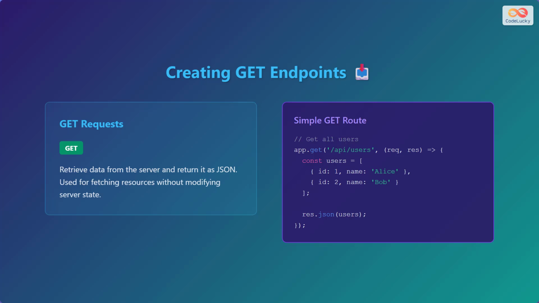To create a GET route, we use the app.get function, which takes two arguments. The first argument is the path, and the second argument is a callback function. The callback function takes two arguments, request and response. In the callback function, we create a users array that contains sample data. Finally, we respond with the JSON data by calling the response.json function, passing the users array.